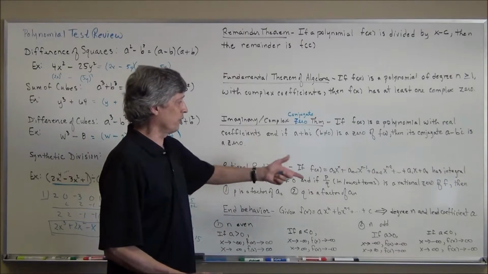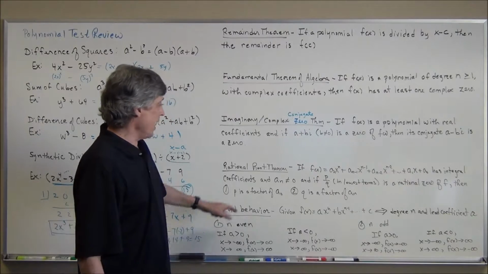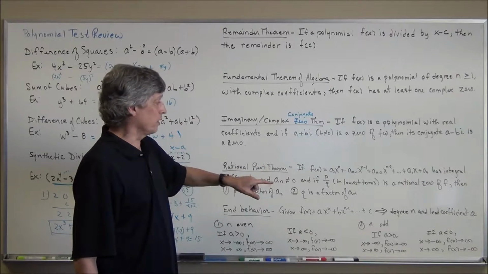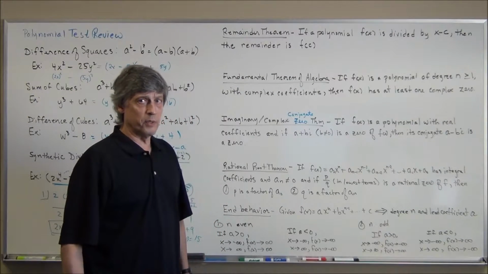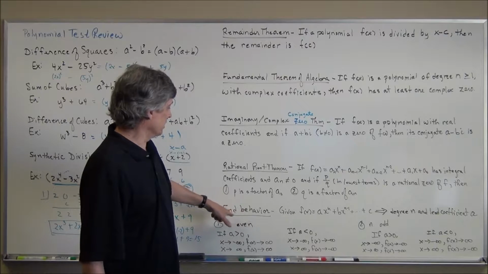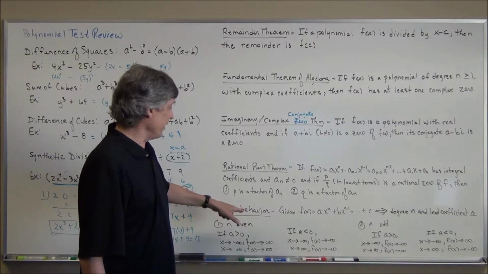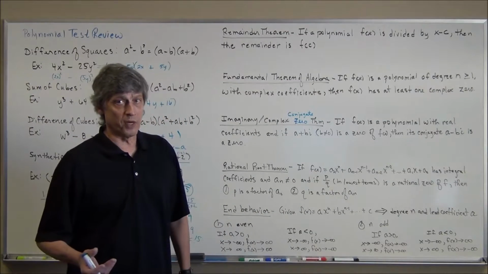At least you can go through the idea of finding all the possible p over q's, which we're going to do an example of, and then see which of those, if any, by using synthetic division, turns out to give you a zero. Now, the other thing, and I wrote this out for you once before, is end behavior. End behavior has to do with what happens, typically, when you're doing a graph of a polynomial function.